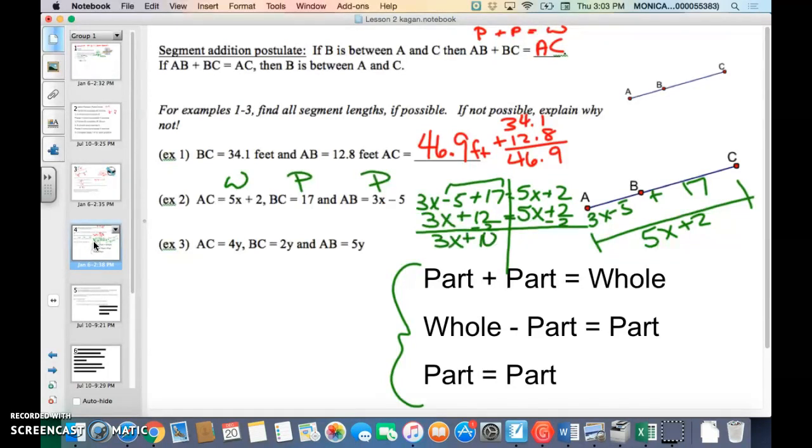3x plus 10 equals 5x. And now I'm going to subtract 3x. And you should end up with 10 equals 2x. Divide by 2, and you should see that x equals 5. So in example 2, I used my equation to figure out that x equals 5.